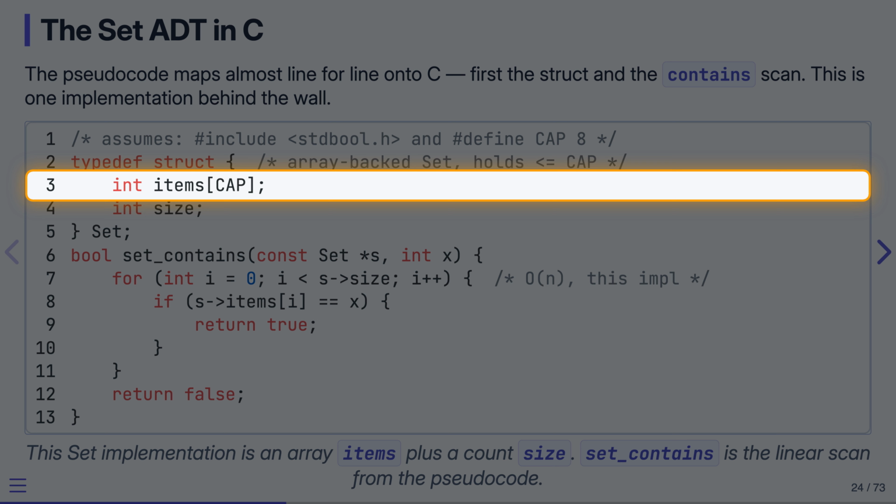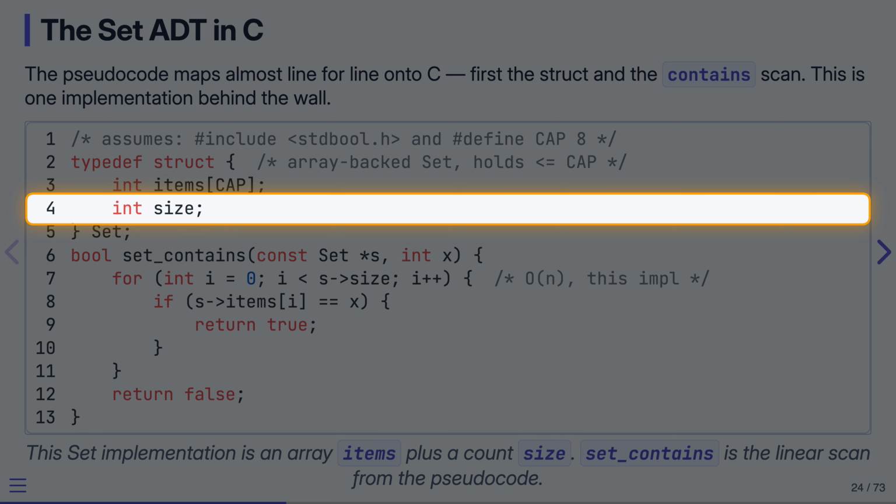Now the same set in real C. This whole struct plus 3 functions is one implementation behind the wall. The set stores its values in an array called items. The array has room for cap values. The struct also keeps a counter called size. It records how many values are stored right now. So a set is just an array plus a count.